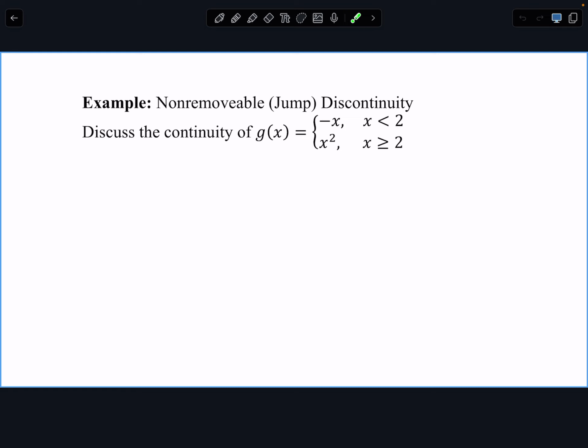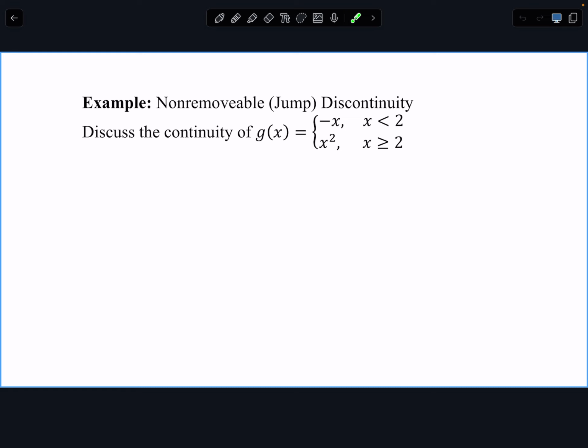If we look closer at the rule for each piece of this piecewise function, negative x and x squared are both polynomial functions. Polynomial functions you guys are familiar with, and you know that polynomial functions are continuous over their implicit domain. We know this, right? Meaning you could trace a polynomial function over its implicit domain of all real numbers, and you would never have to lift your pencil.